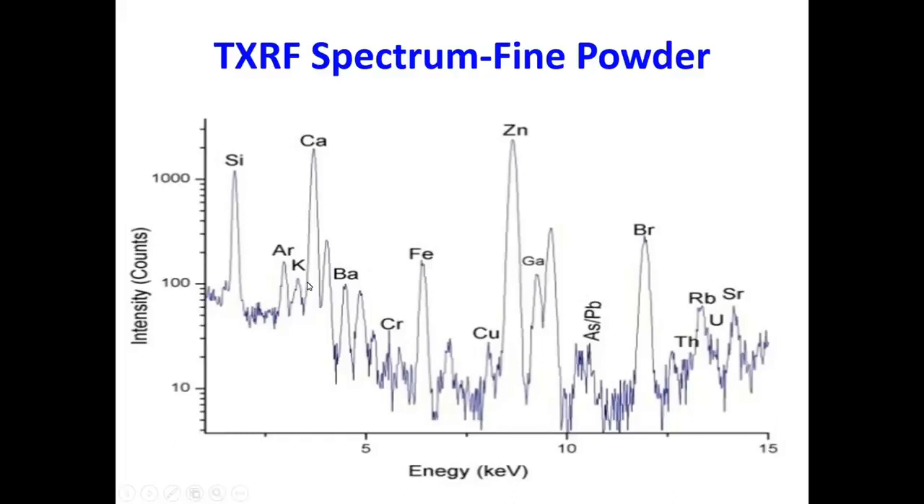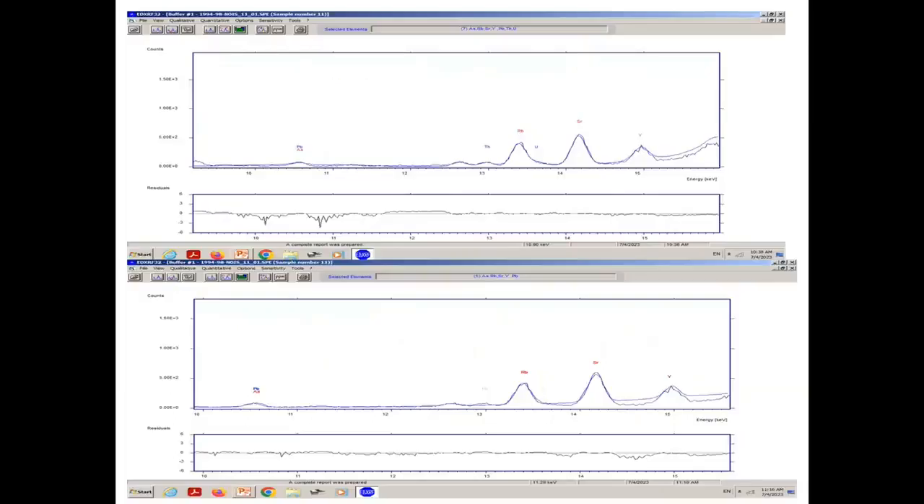You can see elements like potassium and calcium, and silicon was also there in large amount. Then a small peak of aluminium, and barium, chromium, iron, zinc, all these elements were present. Their main concern was thorium and uranium. However, the thorium and uranium lines were so weak that we could not say with confidence that they were present. Then we made a slurry in water and recorded the TXRF spectra using an internal standard.